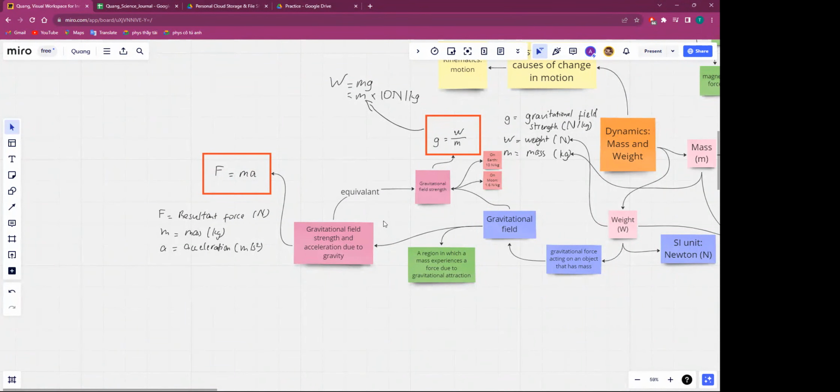g is equal to a, which is equal to 10, because the acceleration is 10 meters per second squared. Yes, true. That's also the nature of g. g is not only the gravitational field strength, but it is also the acceleration due to gravity. Makes sense? Yeah. So do you want to note here the unit for that value of 10, the g?